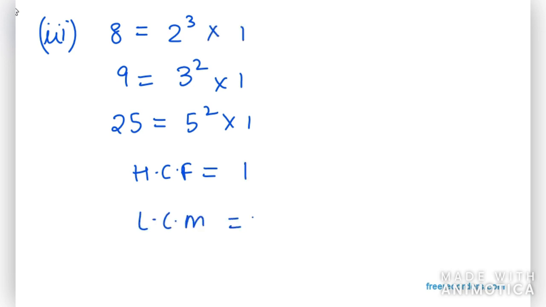LCM in this case will be multiplying all the terms. So 2 raised to power 3, then 3 raised to power 2, then 5 raised to power 2. So my LCM will be 1800. So that's the end for question number 3.